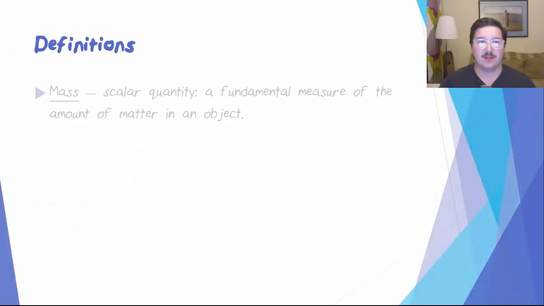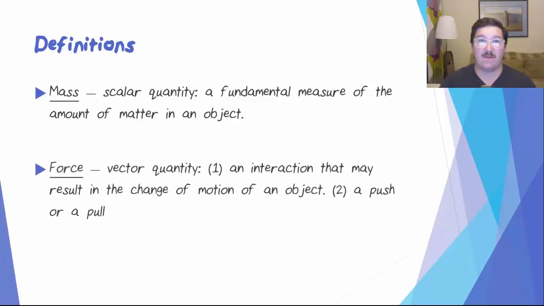Let's take care of some definitions. First of all, mass. This is a scalar quantity, and it is a fundamental measure of the amount of matter in an object. Next, we'll talk about force. This is a vector quantity, which means it has direction, and this can be described as an interaction that may result in the change of motion of an object. In other words, it's a push or a pull.